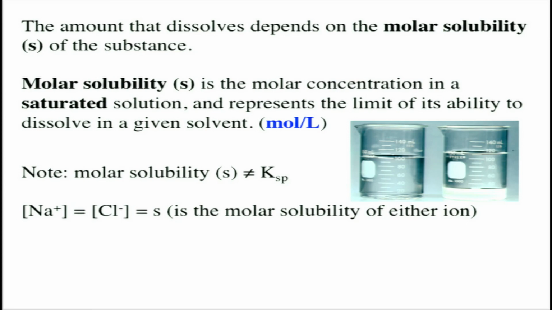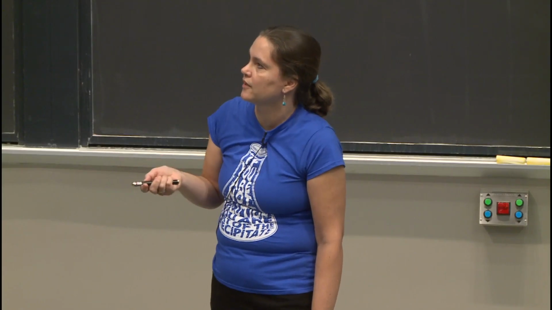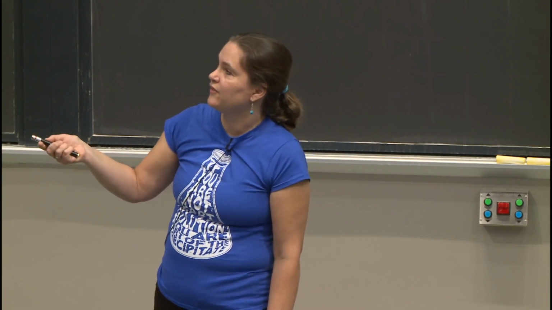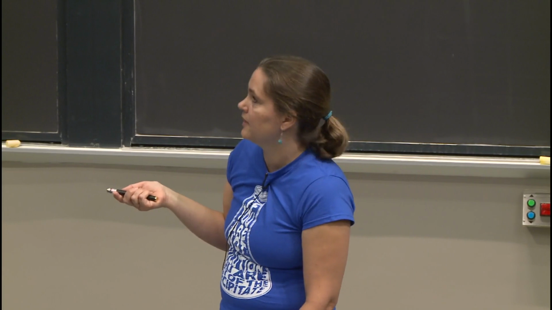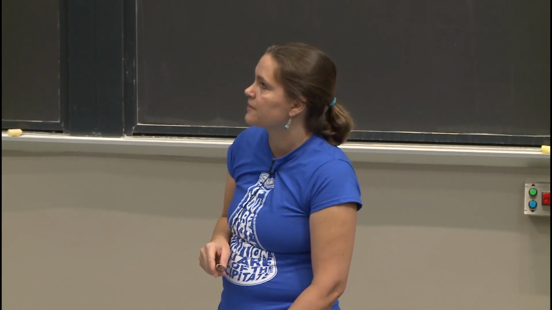And again, our Ksp is going to be equal to the concentration of the sodium in solution and the concentration of that chloride that's dissolved. So in this case, the relationship is that Ksp would equal the molar solubility squared, the molar solubility of this times the molar solubility of that. So if you know one, you can derive the other, and you can do that on a problem set in particular. So those are the definitions of those terms.